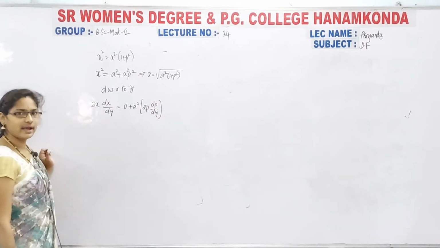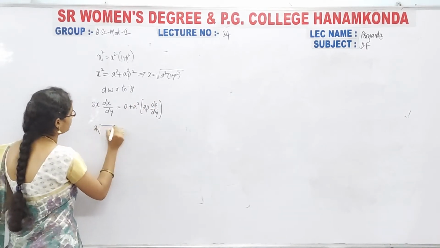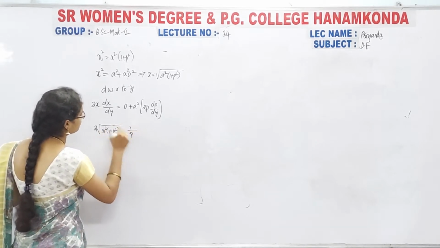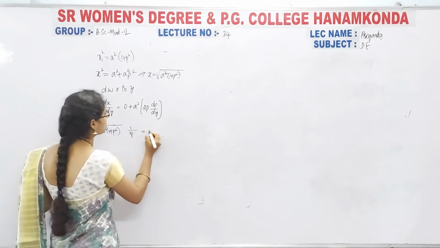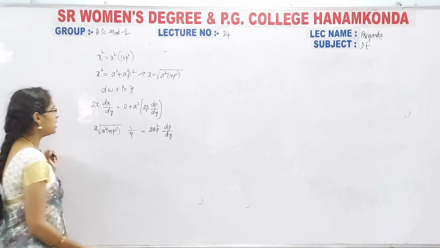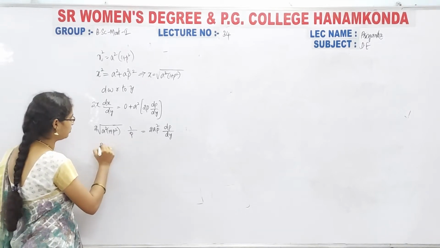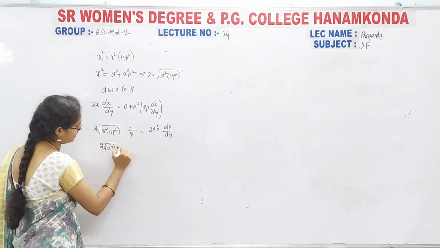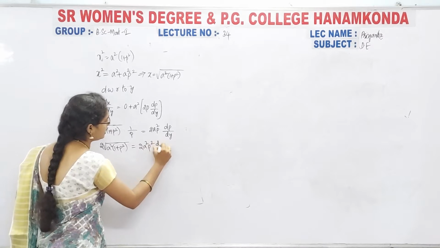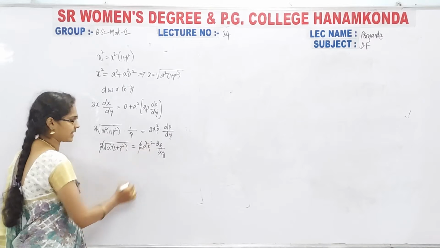So now here I have the value of x. x is nothing but under root of a square of 1 plus p square, into 1 by p, because we know that dx by dy value is 1 by p, which is equal to 2 a square p into dp by dy. So now 2 under root of a square of 1 plus p square equal to 2 a square p square dp by dy. Of course 2 gets cancelled here.